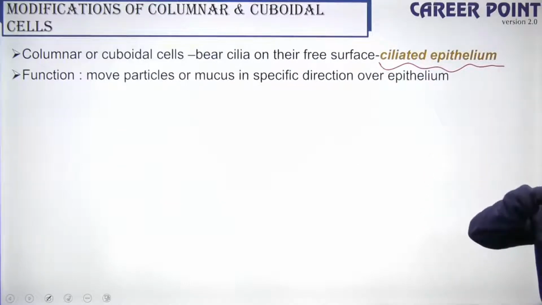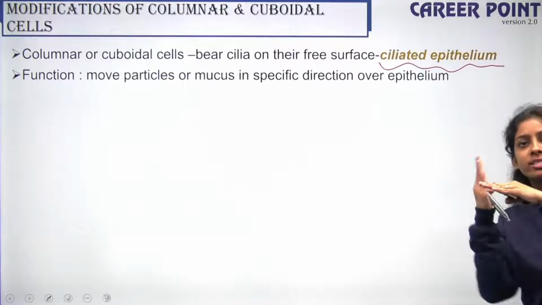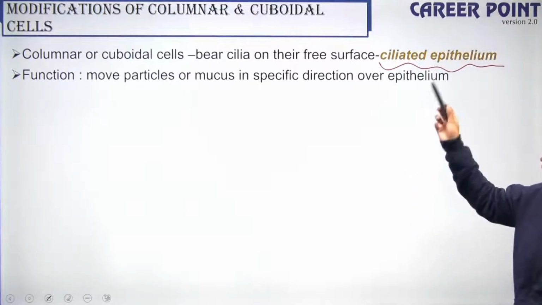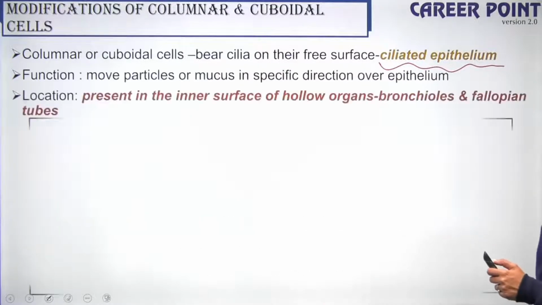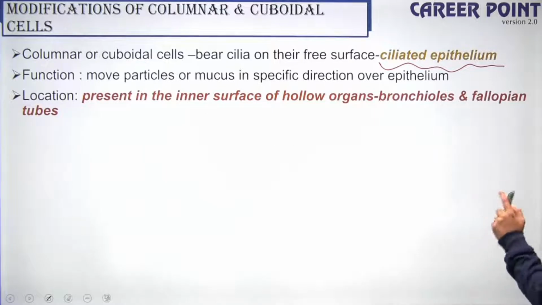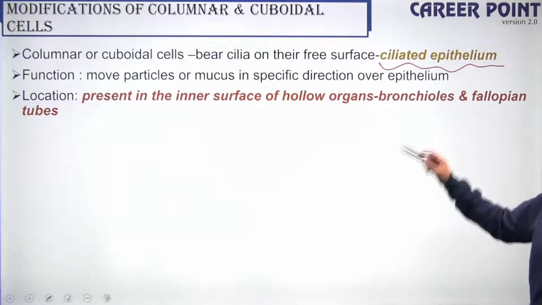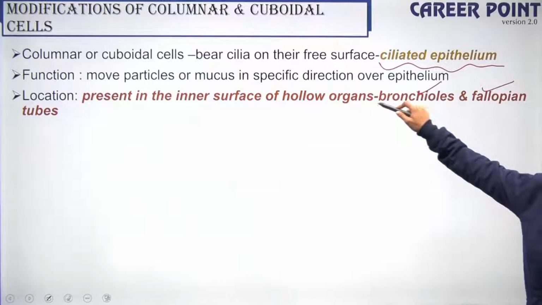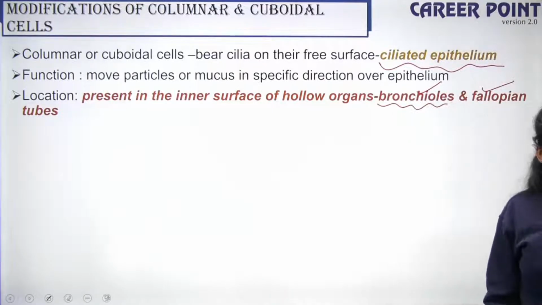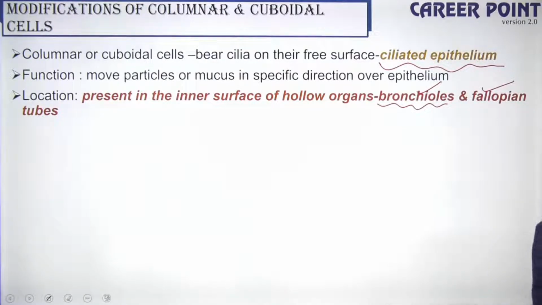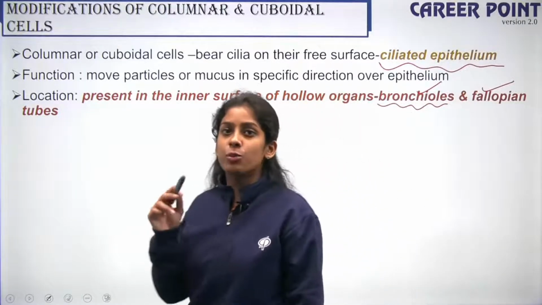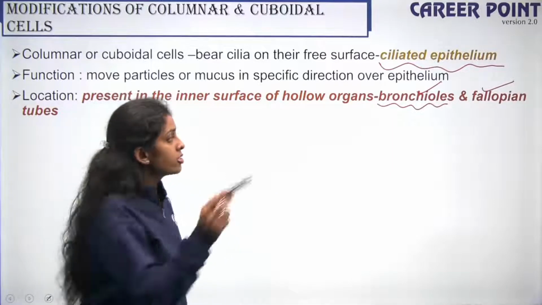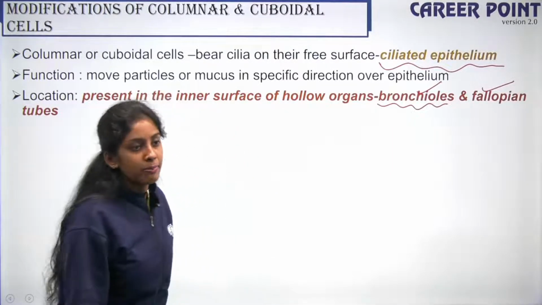Fine. So what is the function of ciliated epithelium? Cilia help in movement. Their hair-like structures bend and allow the movement of particles, right? So they move particles of mucus in a specific direction over the epithelial layer. Location: it is present in the inner surface of hollow organs like your bronchioles and your fallopian tube. Bronchioles are a part of your respiratory passage that takes the air to your alveoli for exchange. So there the passage has to be cleansed of any foreign particles. That is why you have ciliated epithelium there.